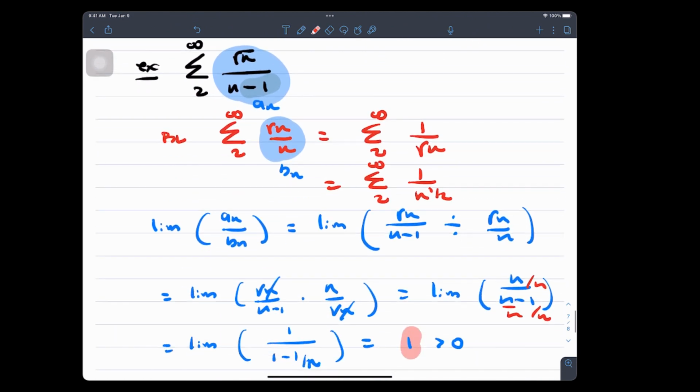So what does that mean then? Do you guys know about this series? What kind of series is this? This is a divergent p-series. Is that true? Isn't that a divergent p-series? So then that means this series diverges by the limit comparison test.